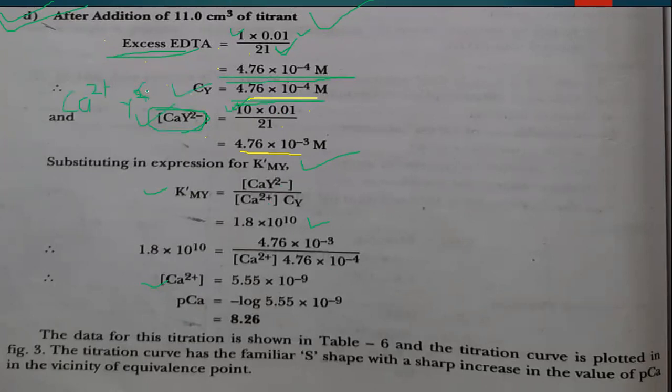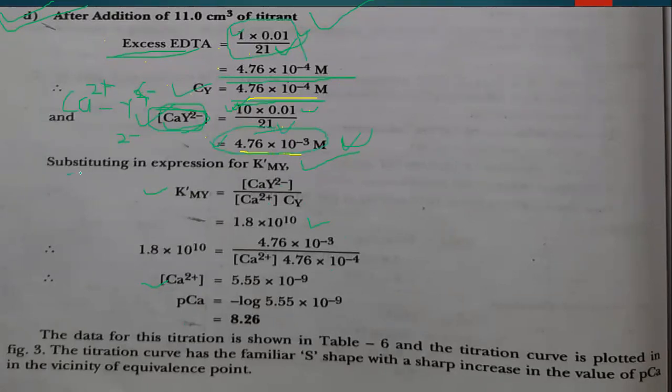Y4 minus has reacted correctly. And here, what has happened? This 2 plus and 4 minus will become 2 minus, so on this complex there is a 2 minus charge, right? Now 10 into 0.1 upon 21. So the concentration of CaY2 minus is 4.76 into 10 raised to minus 3. Here the EDTA concentration has been found, and here the complex concentration has been found.